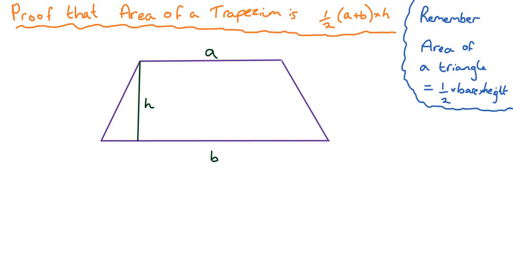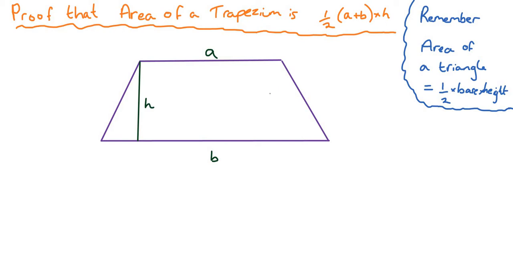So what we're going to do is prove that the area of a trapezium is a half (a plus b) times h, where a and b are the lengths that are parallel, so these two, and h is the height of the trapezium. And we're going to do this using only the fact that the area of a triangle is a half times the base times the height. Okay, so let's get into it.